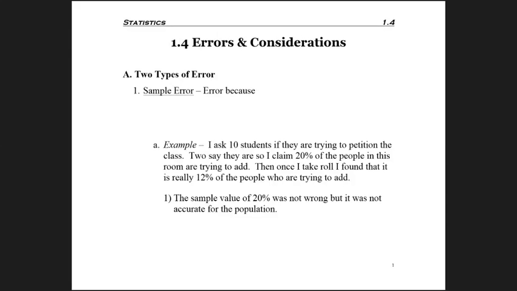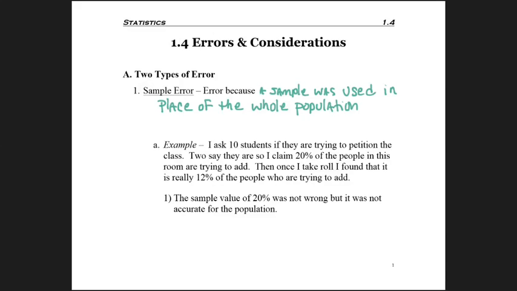The first type of error that we'll see is called a sampling error, and this is an error because a sample was used in place of the whole population. So the example I give down below is if I had asked 10 students if they were trying to add the class, and 2 of them said they were, that 2 out of 10 is 20%, and so I might report that 20% of the people in the room are trying to add the class.